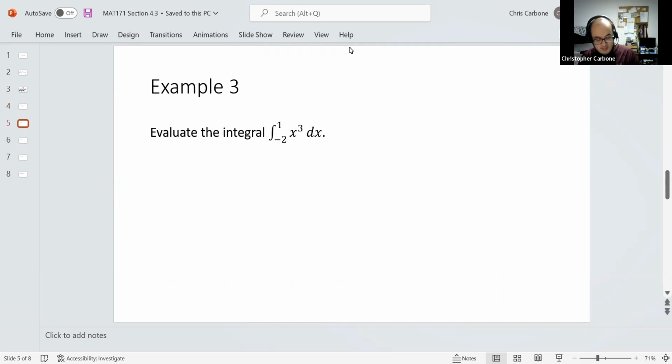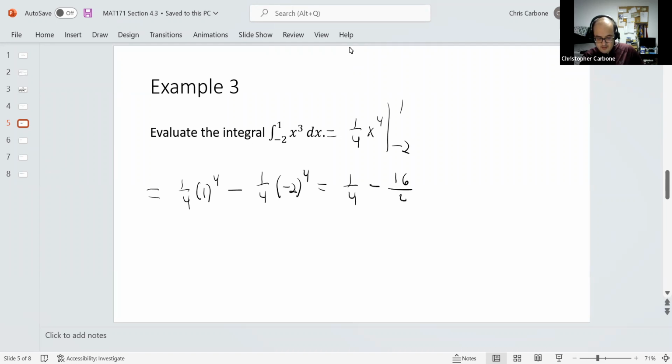For the third example, the integral from -2 to 1 of x cubed dx. So for this, we would get 1/4 times x to the 4th, and we want to calculate that between -2 and 1. So this would be 1/4 times 1 to the 4th minus 1/4 times -2 to the 4th. So 1/4 minus 16/4, so 1/4 minus 4. This would be -15/4, or as a decimal, -3.75.